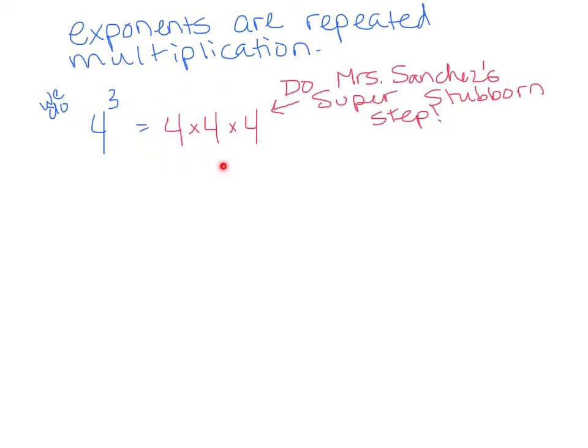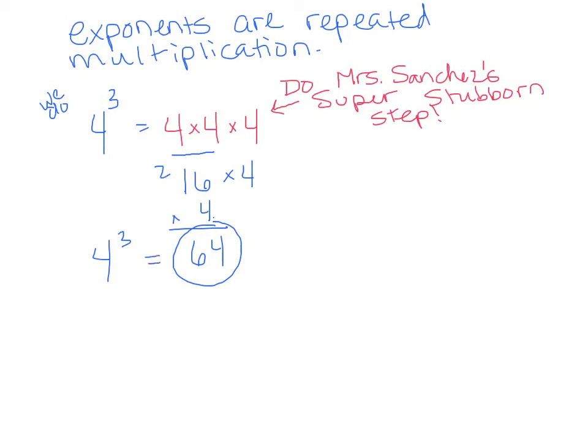Once you have written out the super stubborn step, then all you have left is to multiply those numbers together. 4 times 4 is 16. And 16 times 4 is, that's 24. 4 times 1 is 4 plus 2 is 6. So 4 to the 3rd power is 64. That's nowhere near 12, is it? 4 to the 3rd power equals 64.